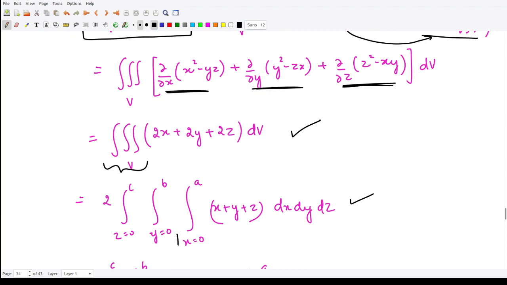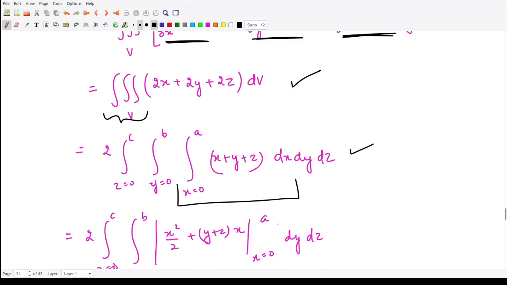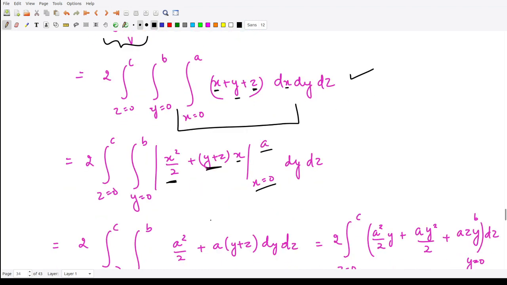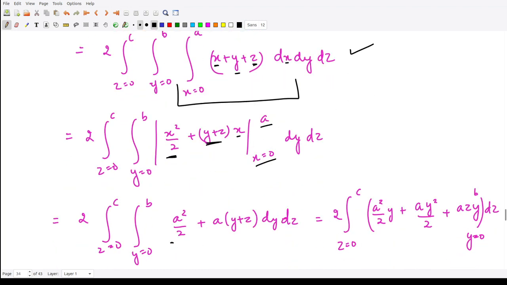Now you solve this much portion first. So performing the integration with respect to x, it would be x square by 2. Y and z with respect to x are constant, so it would be y plus z as such multiplied by x, and the limits of x vary from 0 to a. So once you substitute the limits, you have this quantity.